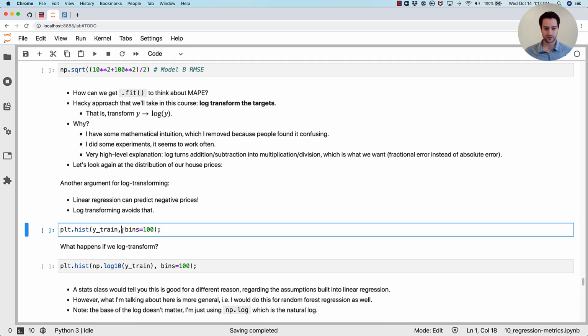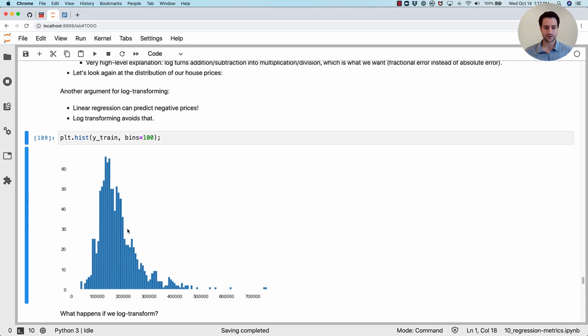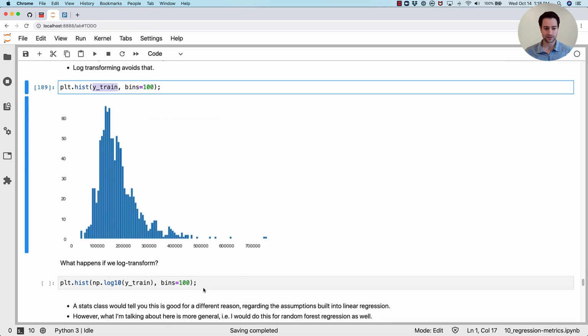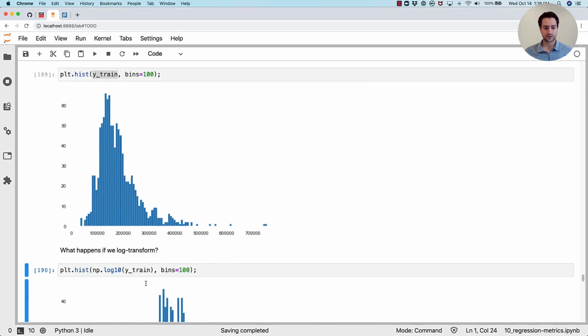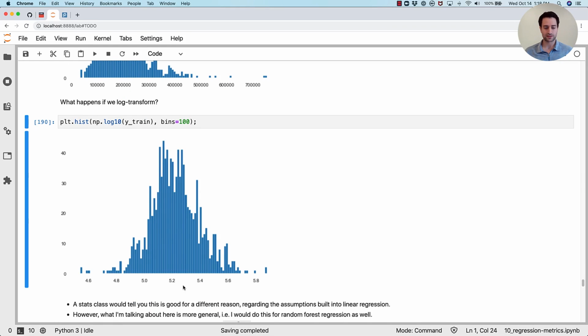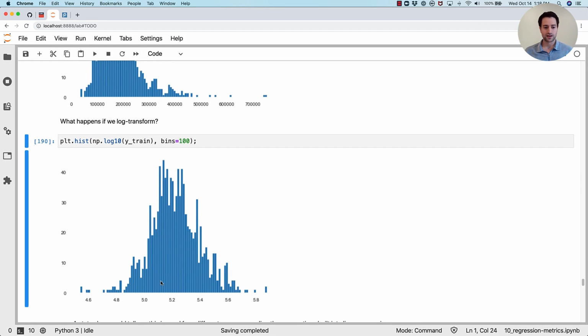Okay, so here's this histogram we saw before. This is our Y train. These are our house prices on our training set. And they go from, what is that, $30,000 to 700 something thousand. If we take the log, then not only do the numbers here change, but the shape kind of changes. And so here, this 5 is basically $100,000 because I took the log base 10. So this is 10 to the 5. 6 would be $1 million.